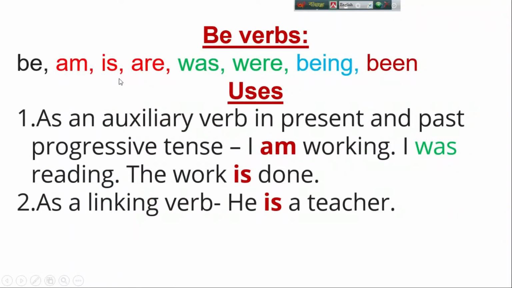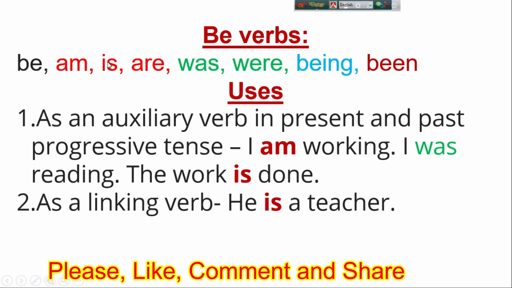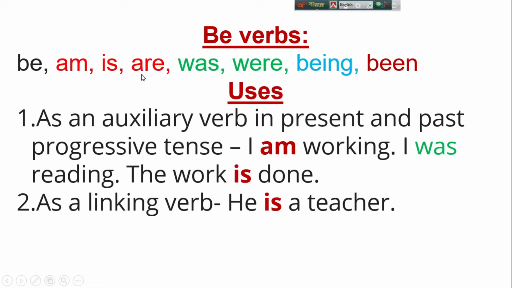Be verbs. We all know that be verbs are be, am, is, are, was, were, being, been. Here, am, is, are, these three are present form. Was and were are the past form. Being is the present participle and been is the past participle form. Uses of the be verbs.